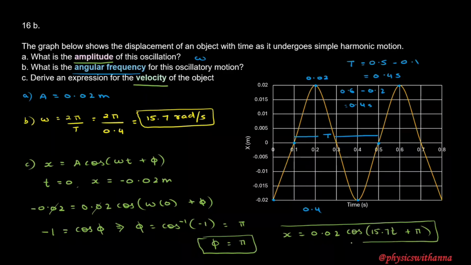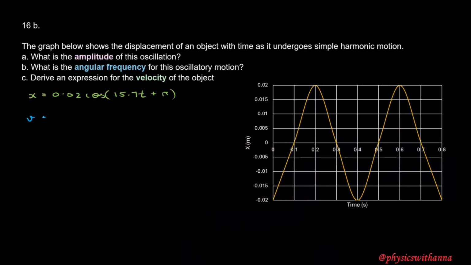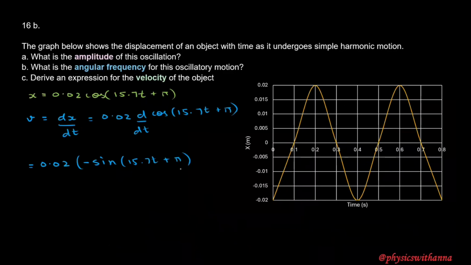Once I have this value of x, now I can take the derivative of x to find velocity as a function of time. So let's do that. I write v to be equal to the derivative of x with respect to time. So we take the derivative of 0.02, which is a constant, keep it outside, d by dt of cosine of 15.7 t plus pi. So 0.02 remains as it is. The derivative of cosine will be minus sine of 15.7t plus pi. And then we take the derivative of the argument of cosine, this term over here. So the derivative of 15.7 times t is just 15.7, and pi is a constant without t, so the derivative of pi will be 0.